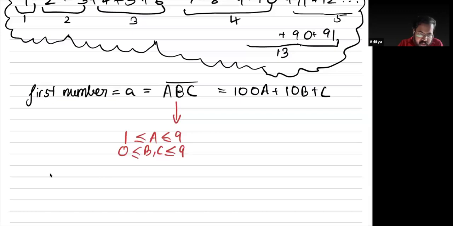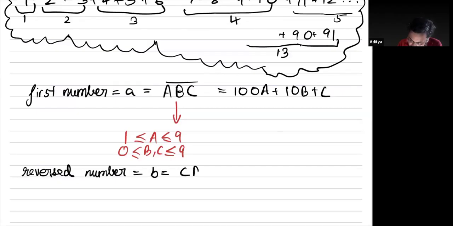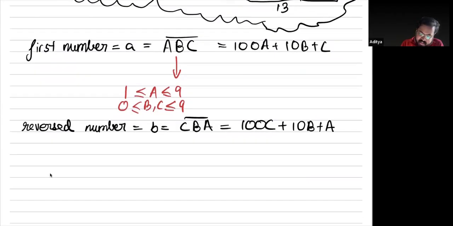Satvik not correct. So the reversed number is CBA, correct? And that will be 100C plus 10B plus A. And when I take the difference, the difference is largest minus smallest, correct? Difference is not the subtraction as it is. It's the positive value that you get out after subtracting two numbers.